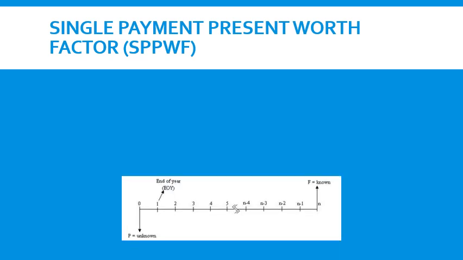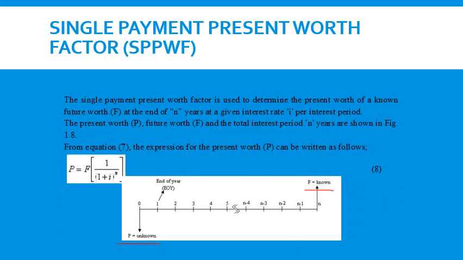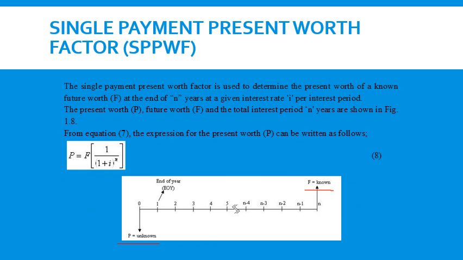Next, the reverse of this, single payment present worth factor. We have here P unknown and F known. In the previous case, P was known and F was unknown. In this case, it is the reverse of that. We have to calculate P for a known F. The entire derivation remains the same. There is no difference in the derivation.